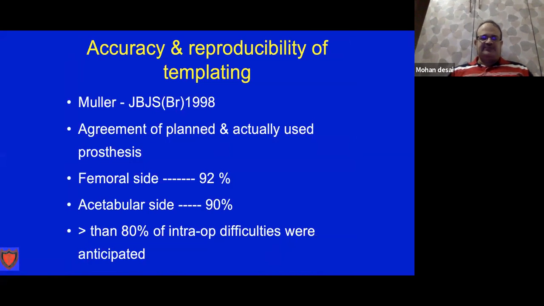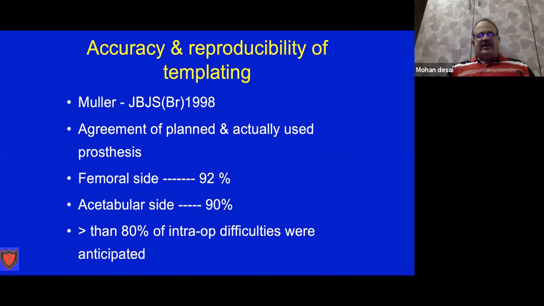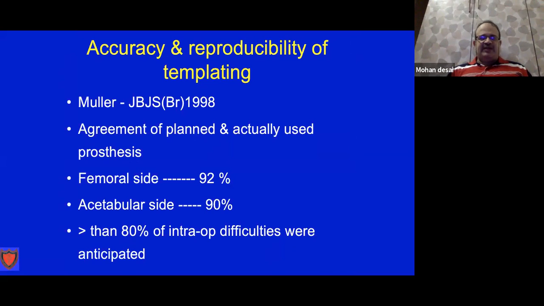prosthesis on templating. As regards accuracy and reproducibility of the templating, Muller said that on the femoral side it is as high as 92%, and on the acetabular side 90%.